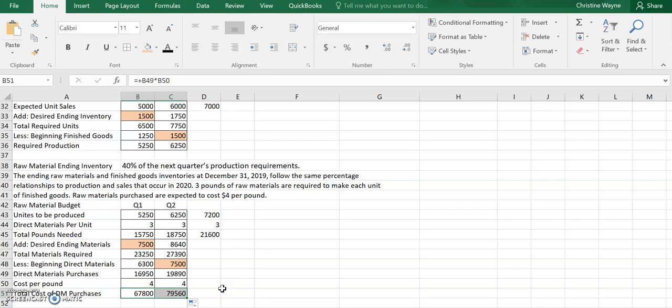So hopefully that helps. It gives you a good example of how to find those beginning and ending inventories and walks you through those two budgets.